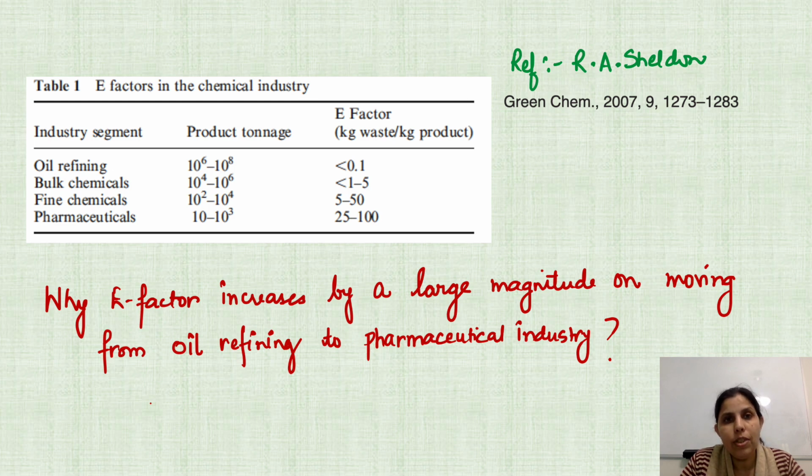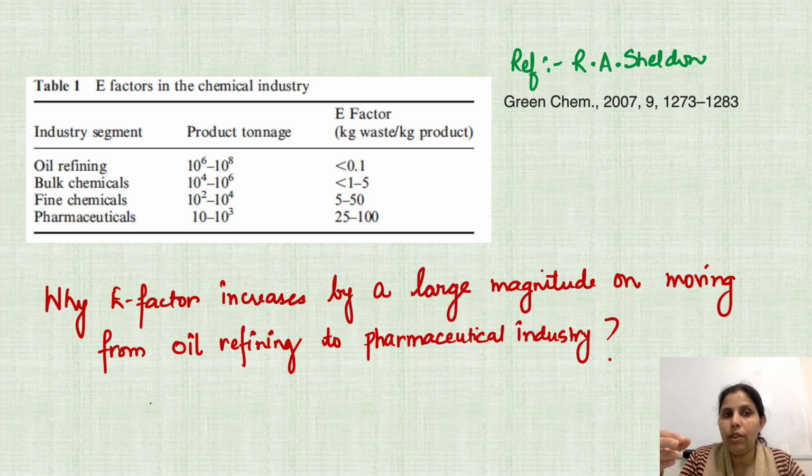So obviously the question which comes to our mind is, why is it so high for the pharmaceutical industry and so low for the oil refining? So if we can recall, in oil refining, we use all the fractions which are created when you're doing the refining process. We use whatsoever is generated from that. That all is useful. Nothing is waste.